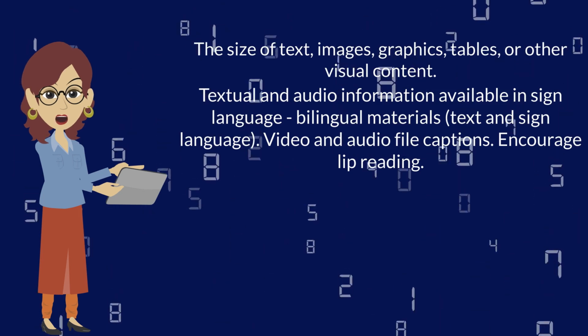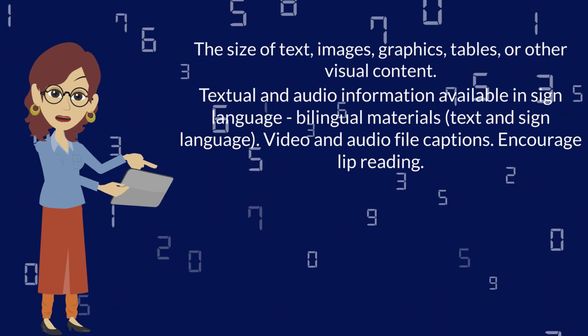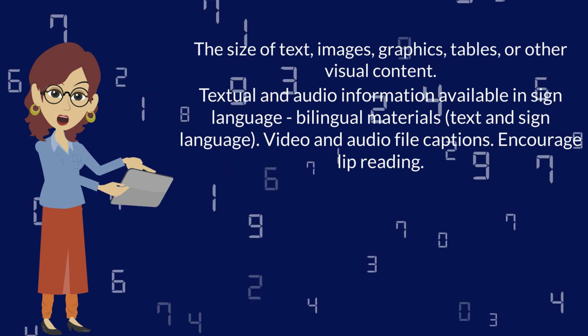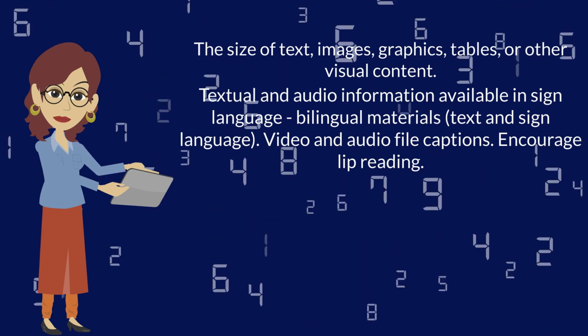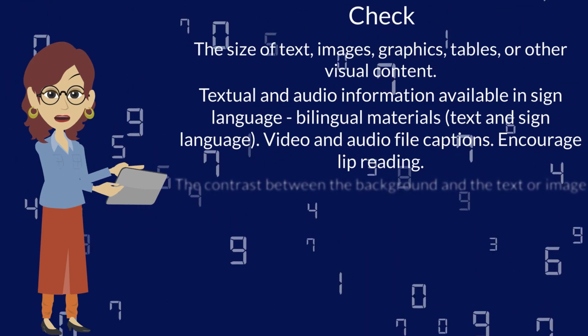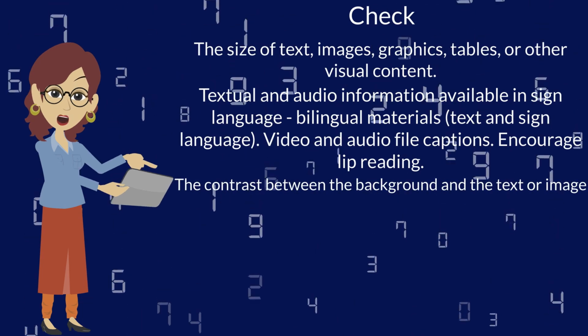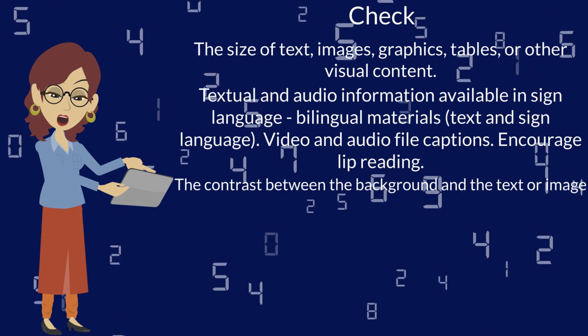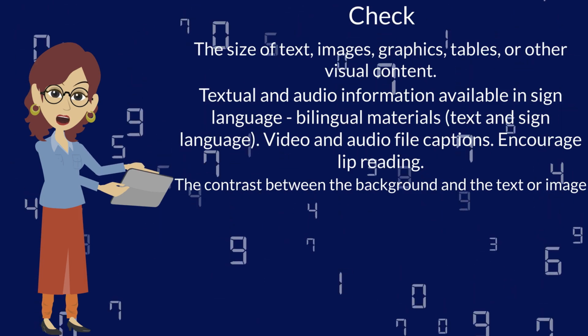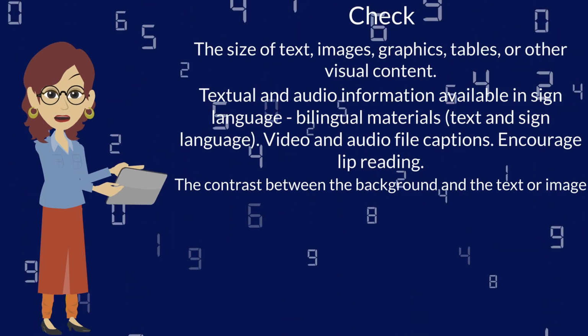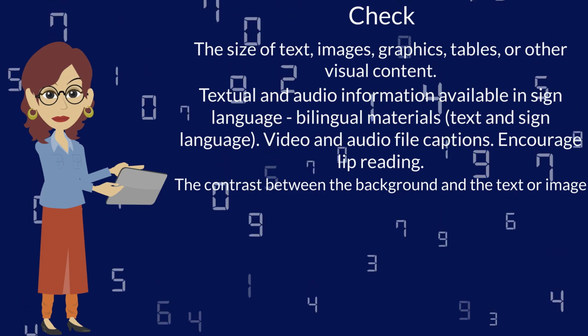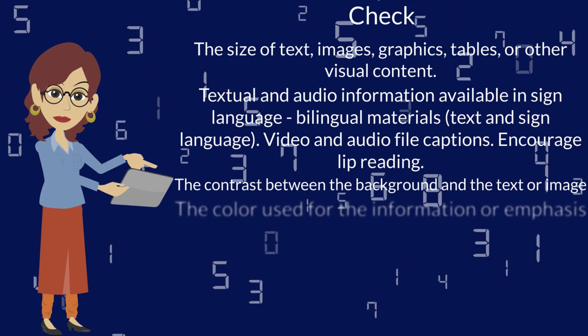It is also very important to encourage lip reading and take so-called listening breaks for students who have hearing problems. The contrast with the background, the text, the images, the difference must be clear. For example, white on black, black on white. Don't look for colors that don't offer good contrast, etc. Everything must be very clear.